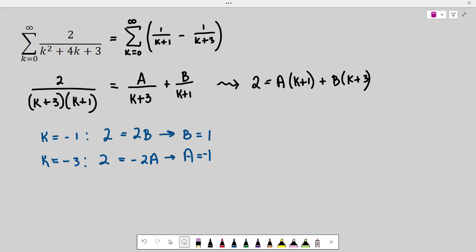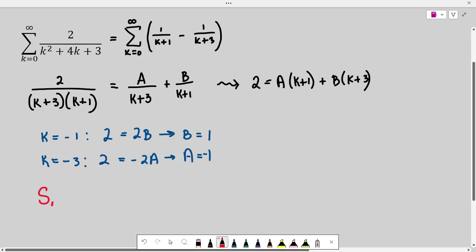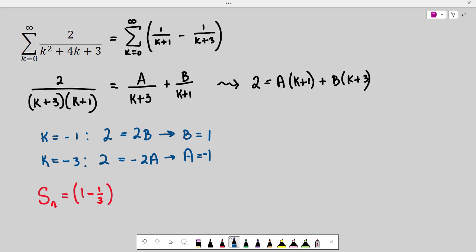We find S sub n, and then we can take the limit of S sub n. So S sub n is the sum of the first n terms. We're going to start out with k equals 0. K equals 0 is going to give us 1 minus a third. So that's k equals 0. I'm going to put the k value down here.